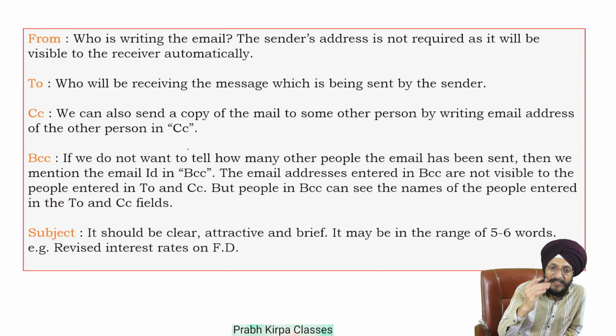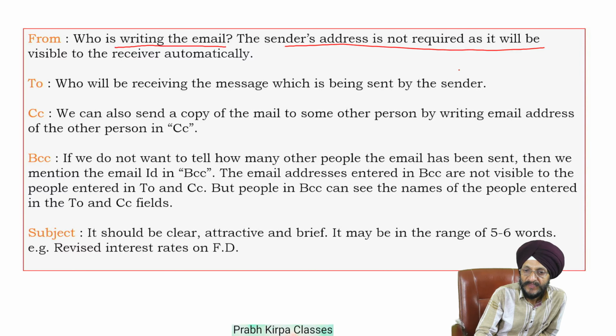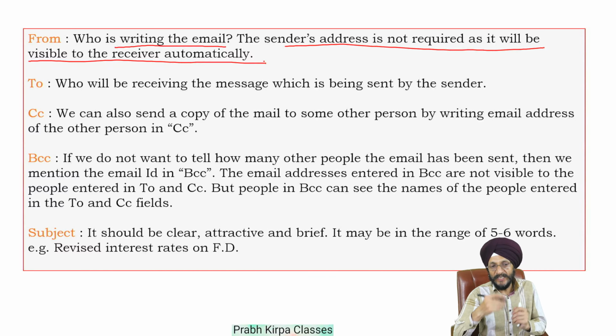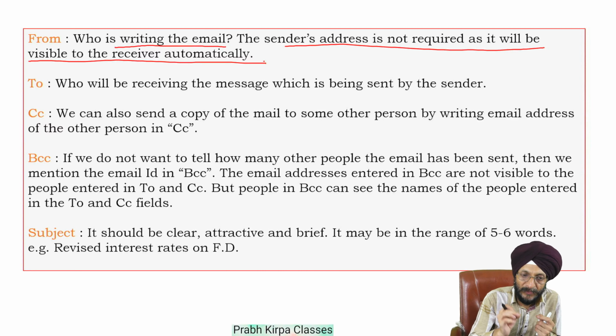So now we will discuss each and every point of the format one by one. From: who is writing the email? The sender's address is not required, as it will be visible to the receiver automatically. Whenever you send an email to another person, the person receiving your mail will automatically get to know from whom the email has been received. That is, the system will automatically mention your address, the sender's address.